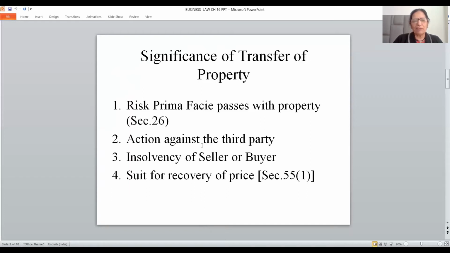Coming to the second point, which is action against the third party. Any person who tries to cause loss to the goods, it is the owner who has the right to sue the wrongdoer.